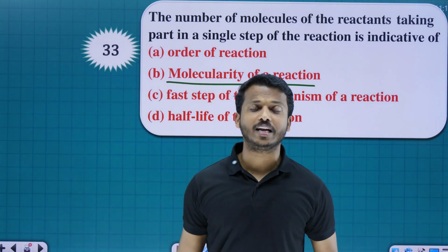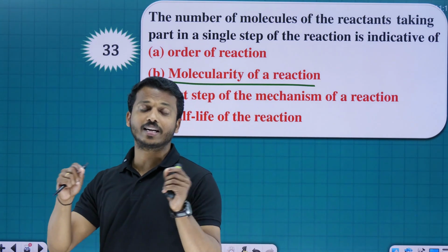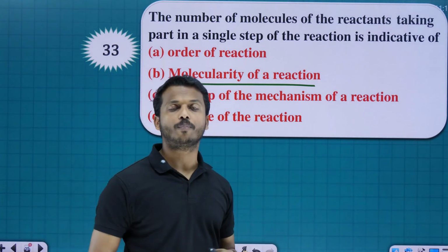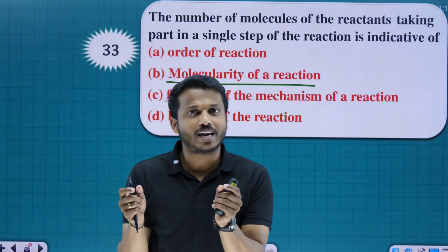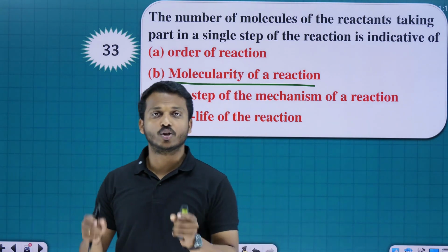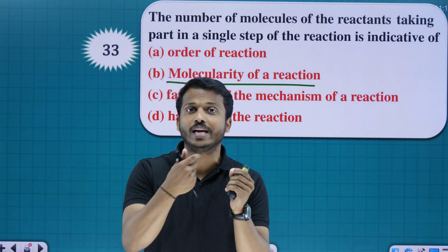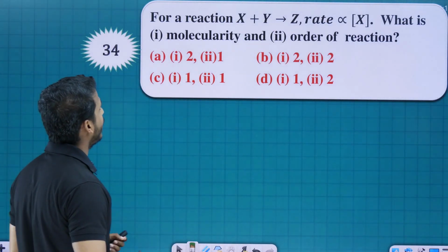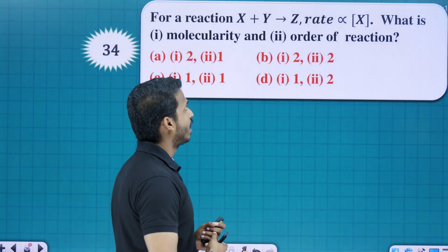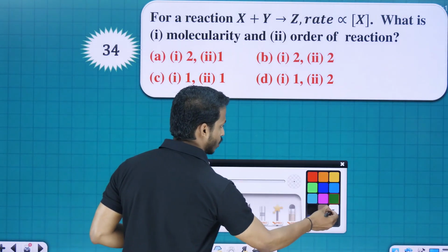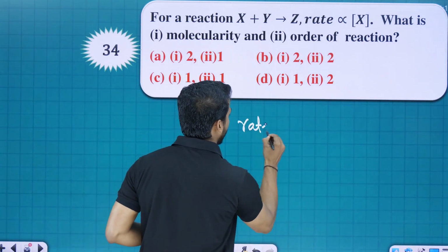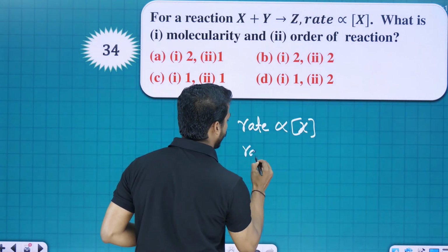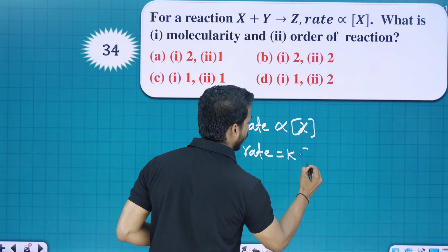What do you mean by molecularity? It is the number of reactant species which undergo simultaneous collision leading to the formation of product. Simply we can say it is the number of reactants, right? So the number of reactants which undergo collision, that's called the molecularity of a reaction. For a reaction x plus y gives z, rate is directly proportional to x. All right. So rate is directly proportional to what? x. That means we can write rate equal to k into x.